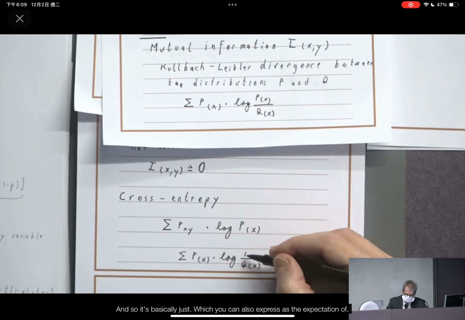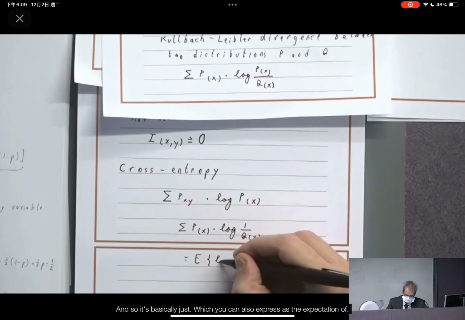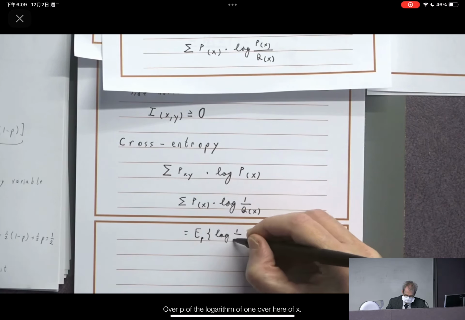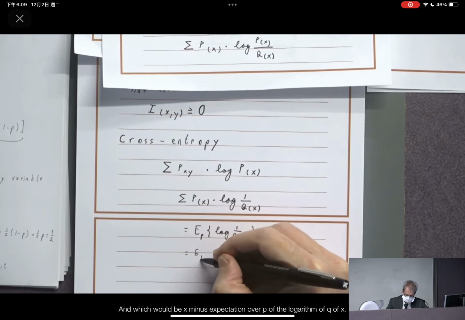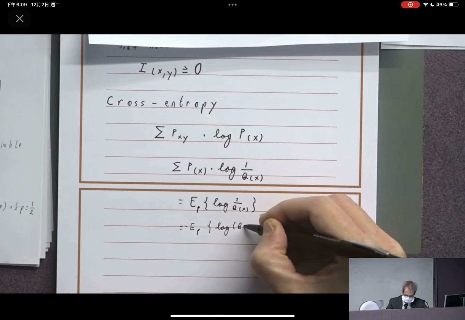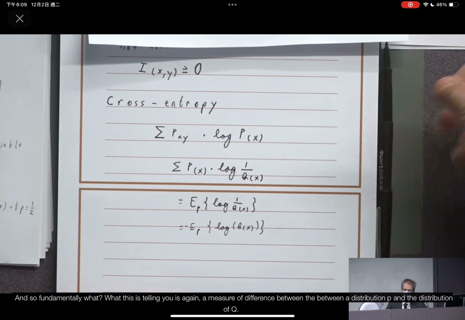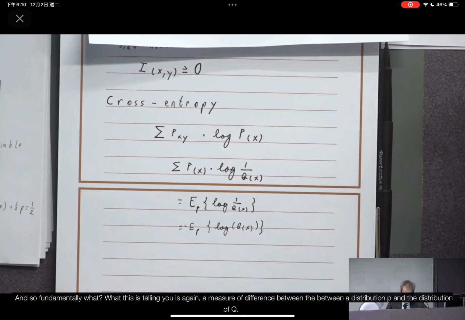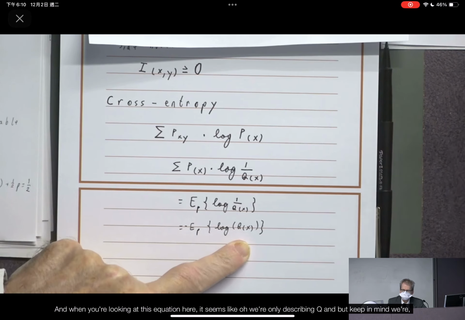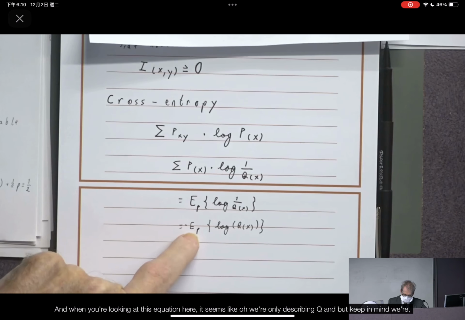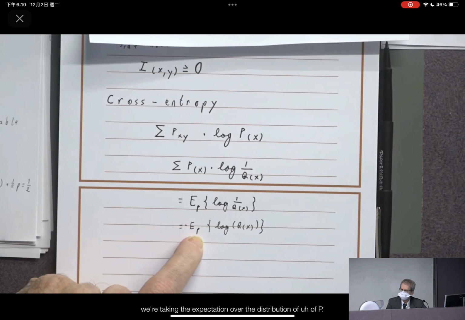And so you can also express it as the expectation over p of the logarithm of 1 over q of x, which would be minus the expectation over p of the logarithm of q of x. And so fundamentally, what this is telling you is, again, a measure of difference between a distribution p and the distribution q. And when you're looking at this equation here, it seems like, oh, we're only describing q. But keep in mind, we're taking the expectation over the distribution of p. And so these two things are different.